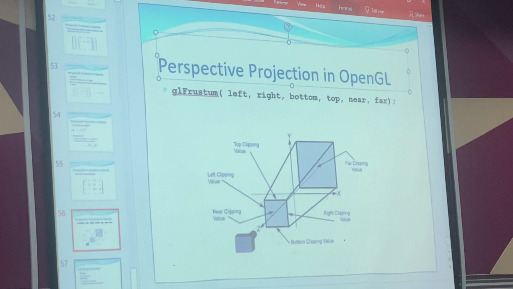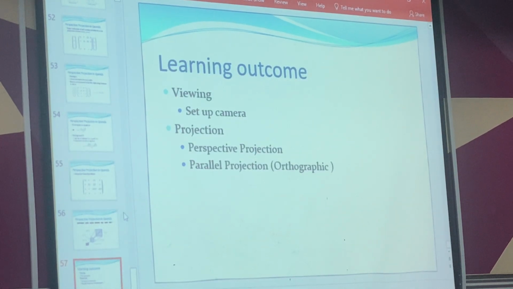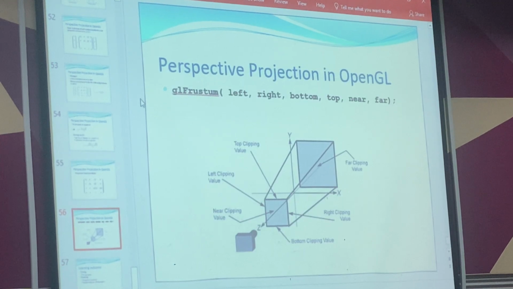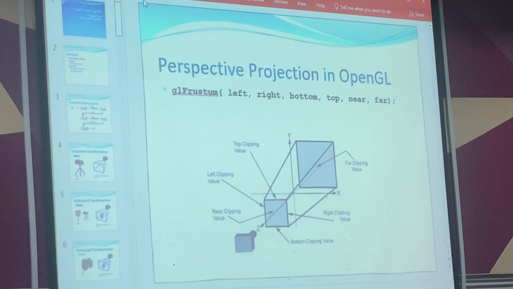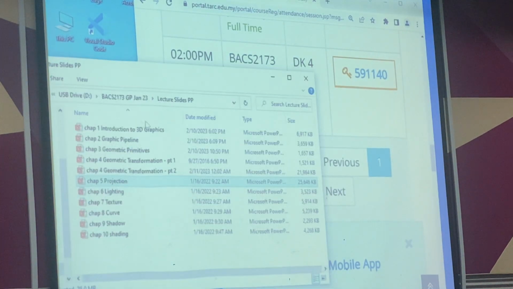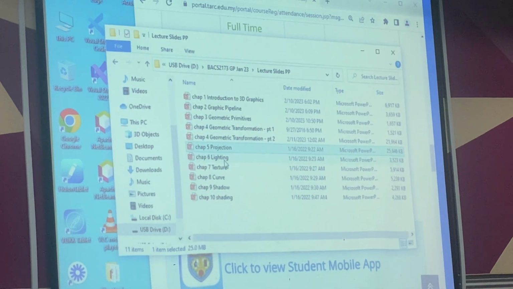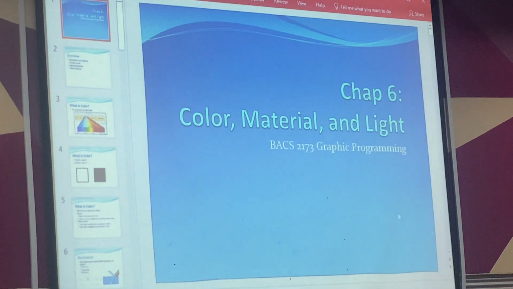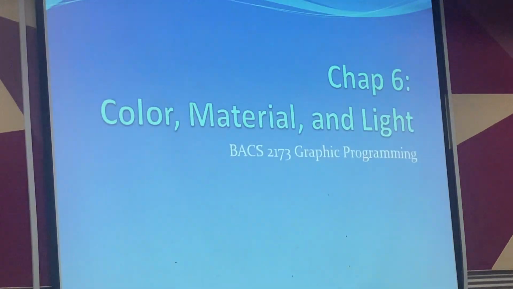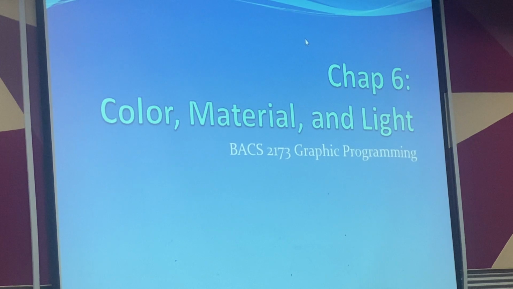Okay, so that's all. This one your miss doesn't want to spend so much time on. Later we do practical 5, then we can understand more. Your miss will show it in the practical class. So we have to start chapter 6. We have done chapter 5, viewing and projections. If you have further questions, you can ask during your tutorial class. It's always so fast. If I cannot finish, then your tutorial also cannot be done.